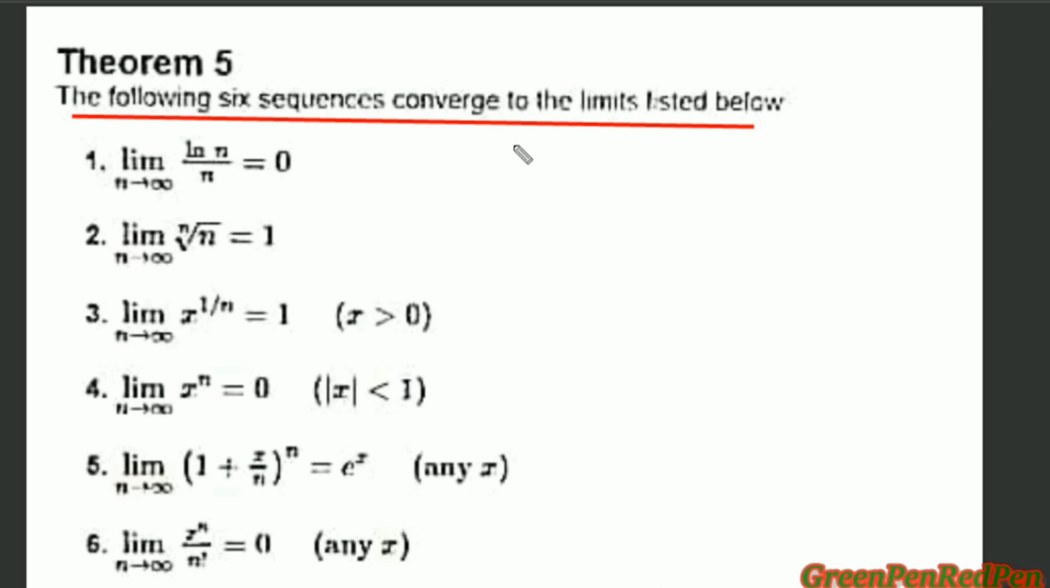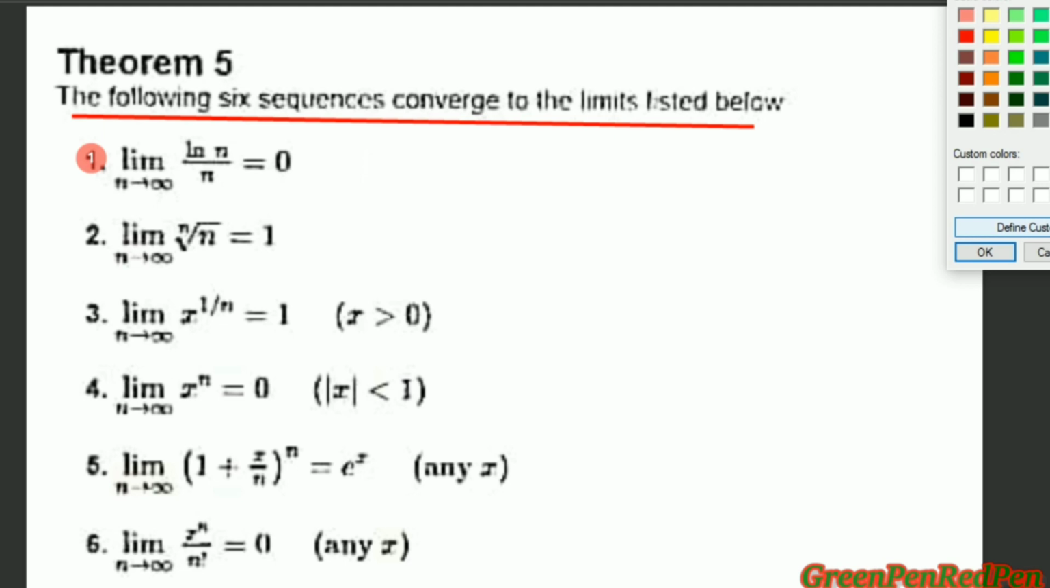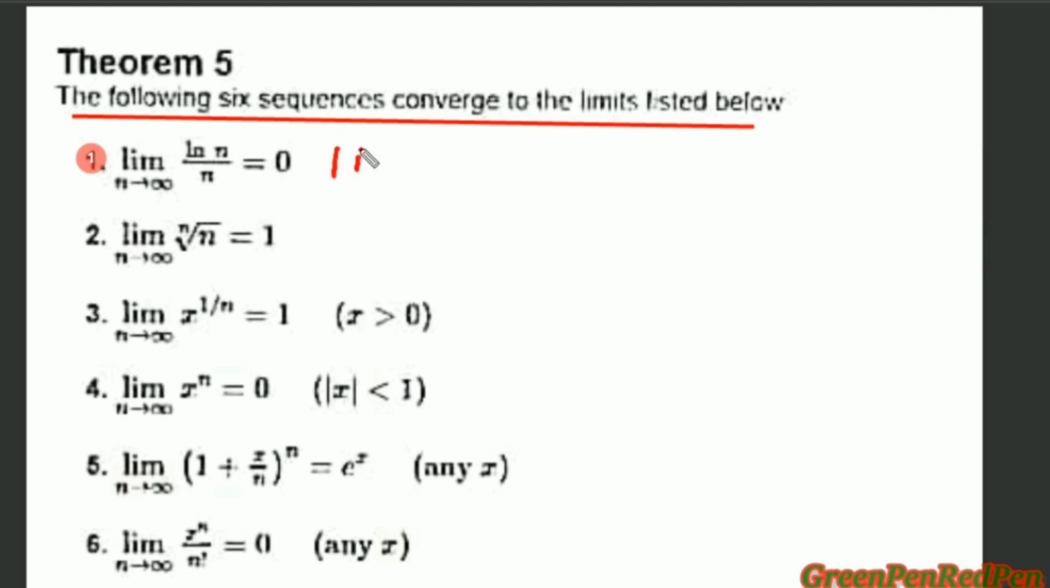We have sequence 1. Sequence 1 is the limit as n approaches infinity of log n over n equals 0. This is our first sequence.